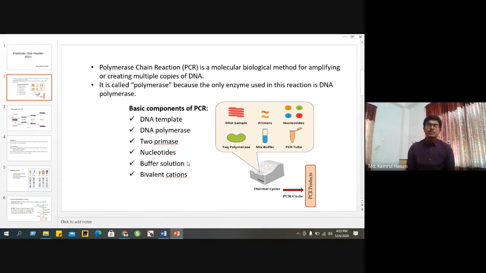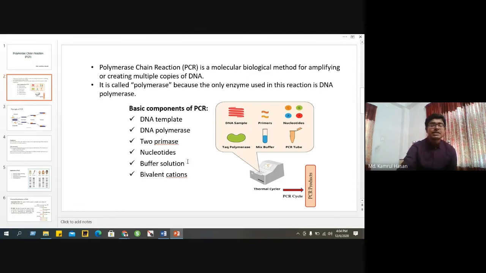Basic components of PCR. The basic components of PCR are DNA template, that means the DNA sample; DNA polymerase, an enzyme; two primers that determine the starting point of DNA elongation; nucleotides, which act as building blocks for polynucleotide chain synthesis; buffer solution, which maintains a suitable pH environment for DNA polymerase enzyme; and bivalent cation. Bivalent cation acts as a cofactor for DNA polymerase.